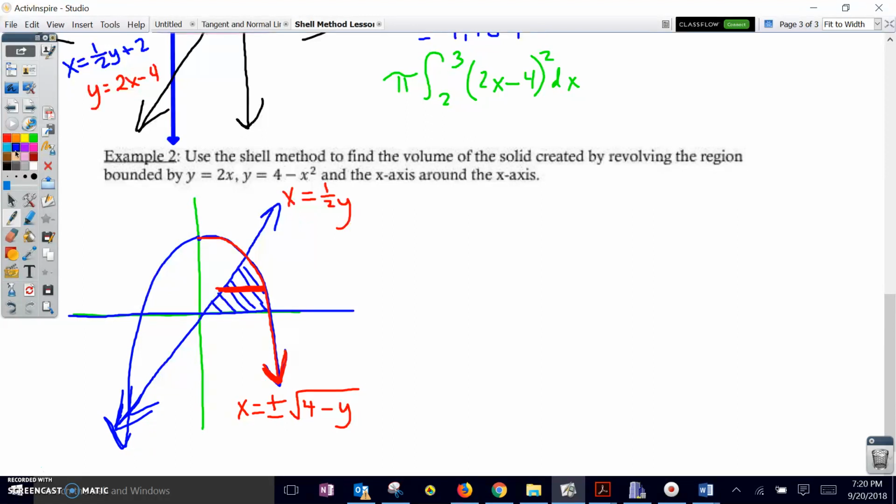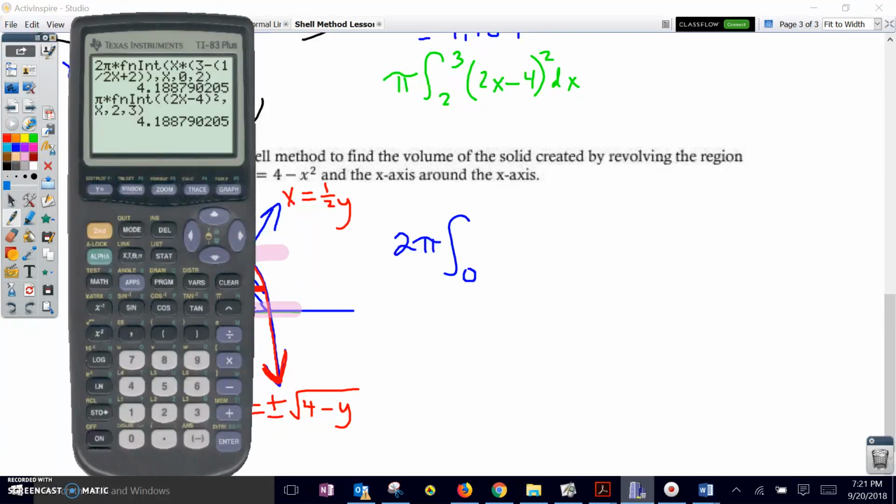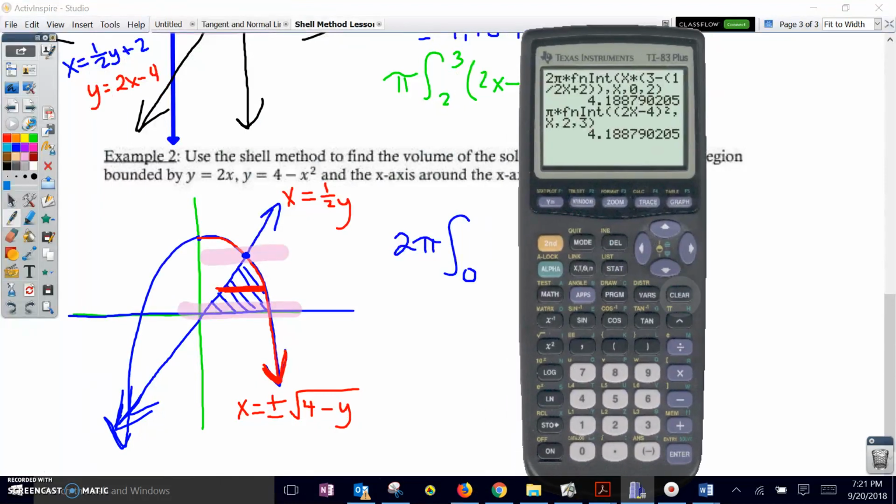And now I'm going to set things up. I've got 2 pi times the integral from one end of the region to the other. So in this case, we're going from the bottom to the top. The y value for the lower limit of integration is going to be 0. The upper limit of integration is where this line and this parabola intersect. So where is that going to happen? Well, do I know off the top of my head? I don't. So I'm going to go ahead and graph these and find the intersection point.